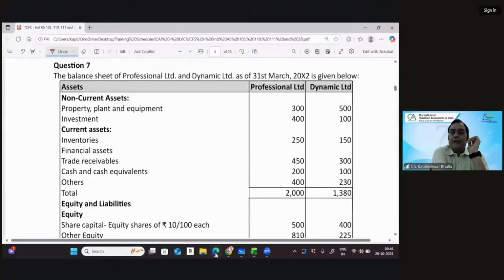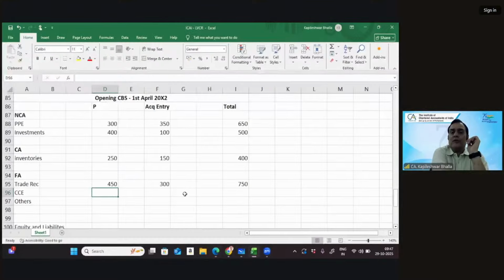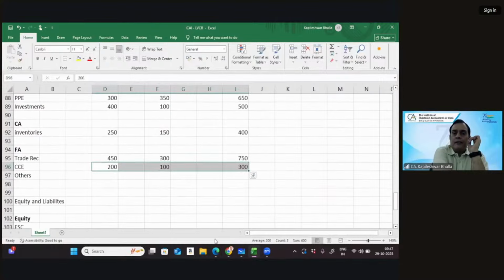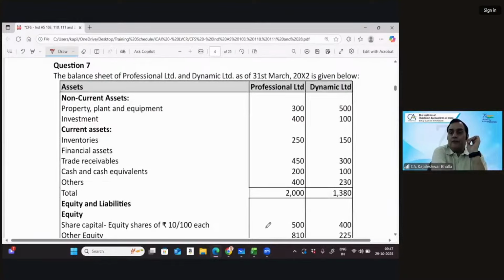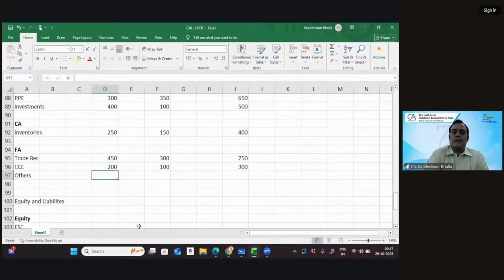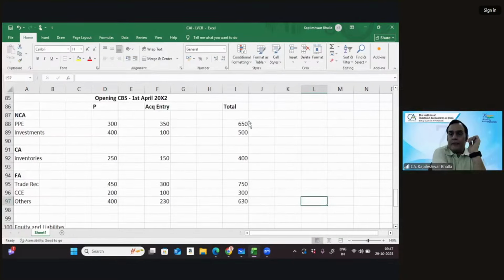Then we've got the cash and cash equivalents is 200, and that's 100. So we take the sum total. This is also done. Then I guess on the others, we are given 400 and it is 230. So this is 400 and this is 230. So we take the sum total of this. And that's, I guess, on the asset side.